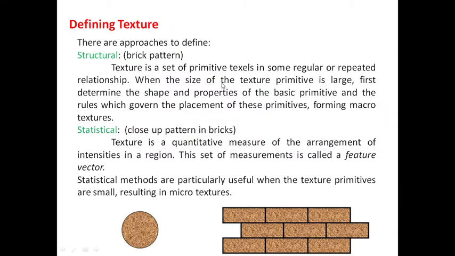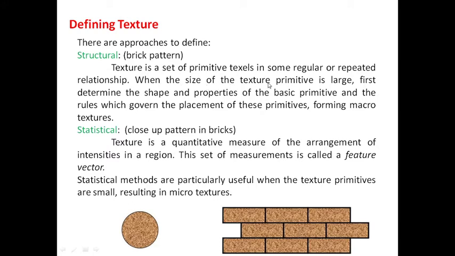Now how to define exactly a texture? We have two approaches to define a texture. The first is the structural texture. Here a texture is a set of primitive texels. Like an image has pixels, in a similar manner a texture has texels, which are acting as primitive elements. So these texels are repeated in a regular or repeated manner, right?